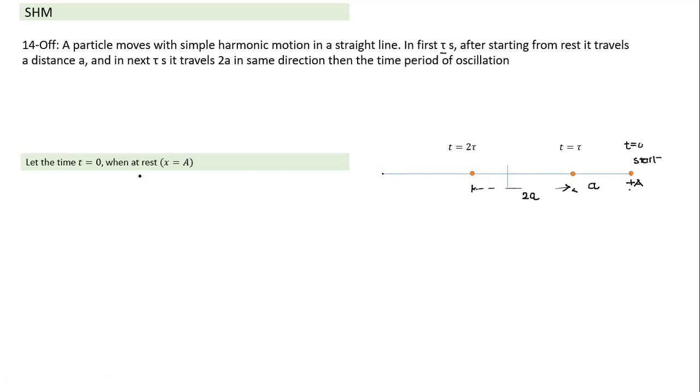So at time t is equal to 0, when it is at rest. First of all, I need to write the equation. If I have to substitute in such an equation, let me write the equation first. In this particular case, the equation of motion is x equal to a sine omega t plus phi. Since at time t is equal to 0 it is at pi by 2 angle, its initial phase or phase constant in this particular case is pi by 2.